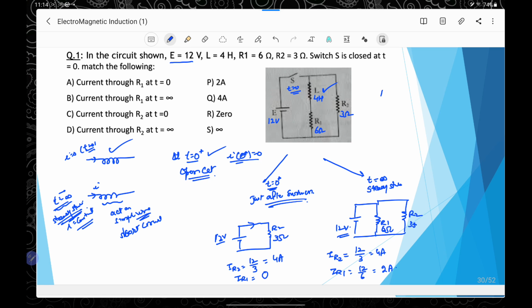So we can say for A, that is current through R1 at t equal to 0, because the inductor is an open circuit, option R is correct, that means there will be 0 current. In option B, current through R1 at t equal to infinity, that means at steady state, it is 2 ampere, so we can say it is option P. Option C, for current through R2 at t equal to 0, because R2 is in the circuit at t equal to 0, the current is 4 ampere, hence the option is Q. And for D, current through R2 at t equal to infinity, it is again 4 ampere, so we can say it is Q.